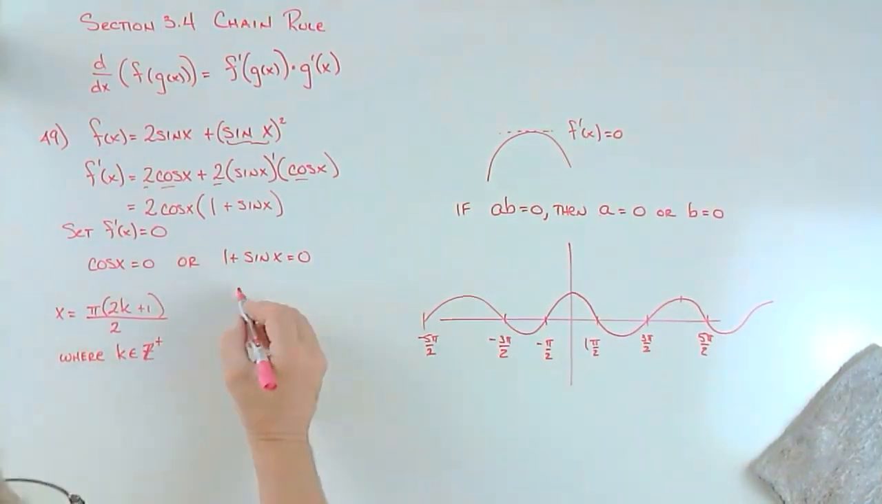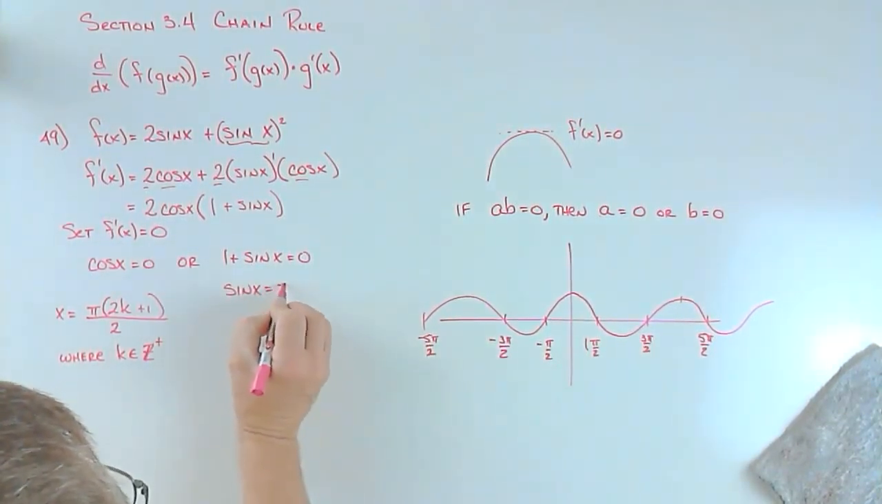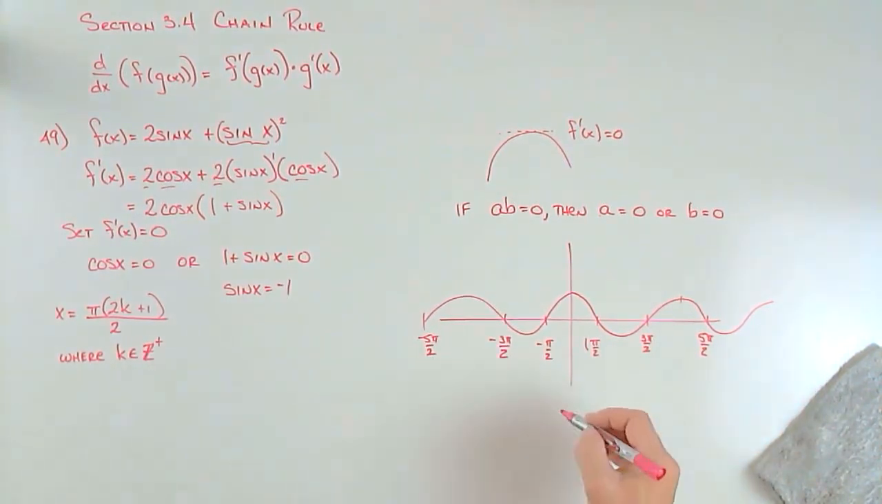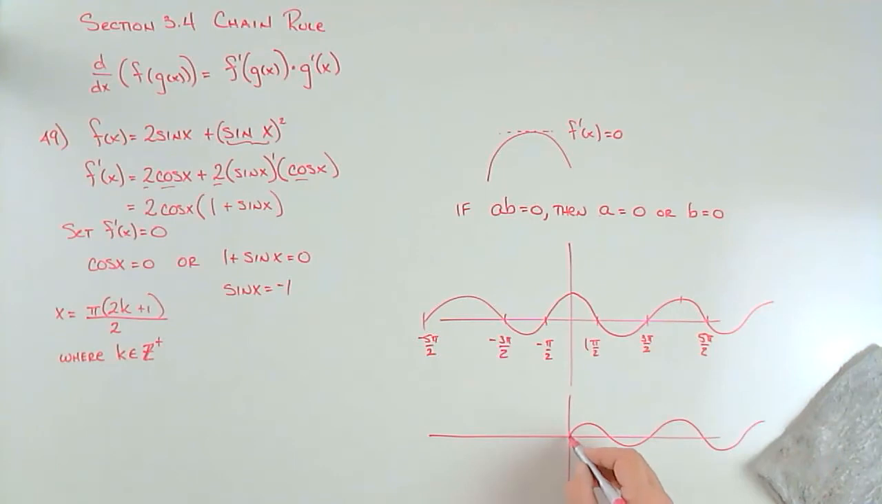Now here, if this says sine x equals negative 1, if we draw the graph of sine, we have some room down here. So if we draw the graph of sine, sine goes like this. Sine is negative right here, right here, right here, and right here. This is negative pi over 2. This is 3 pi over 2. This is 7 pi over 2. This is negative 5 pi over 2.